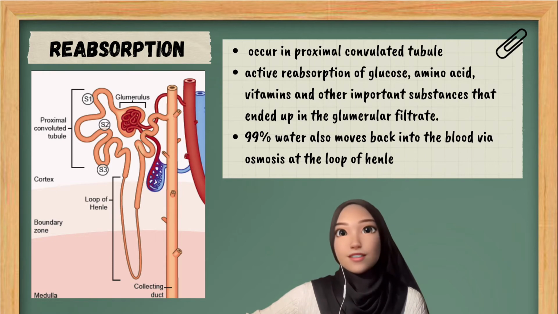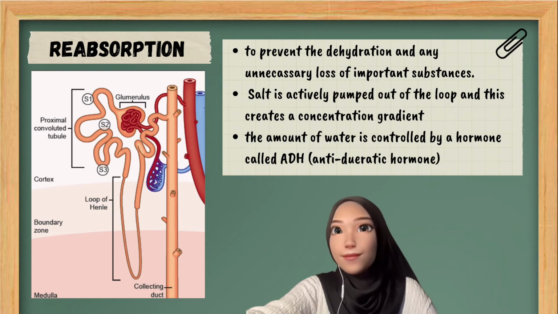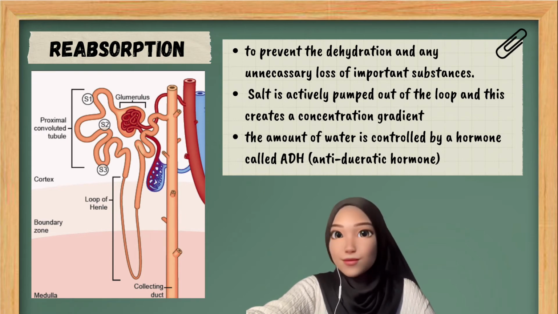And 99% of water also moves back into the blood via osmosis at the loop of Henle. The reason why water needs to be reabsorbed back into the blood is to prevent dehydration and any unnecessary loss of important substances. Also, salt is actively pumped out of the loop, and this creates a concentration gradient. And the amount of water in our body is controlled by a hormone called ADH, known as antidiuretic hormone.